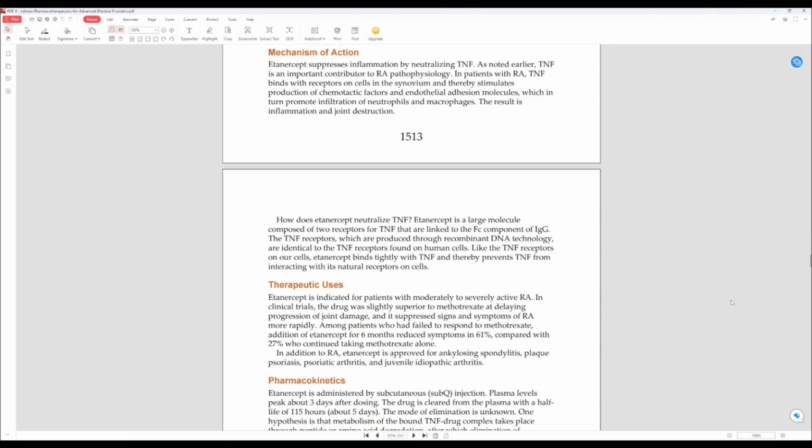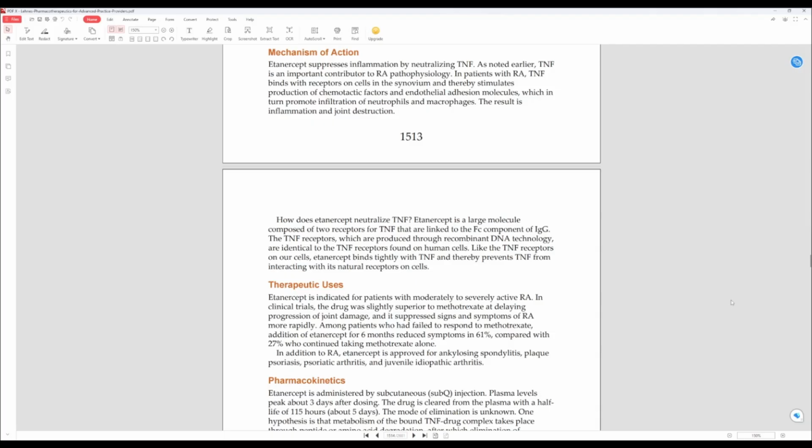So how does etanercept neutralize TNF? Etanercept is a large molecule composed of 2 receptors for TNF that are linked to the Fc component of IgG. The TNF receptors, which are produced through recombinant DNA technology, are identical to the TNF receptor found on human cells. Like the TNF receptors on our cells, etanercept binds tightly with TNF and thereby prevents TNF from interacting with its natural receptors on cells.